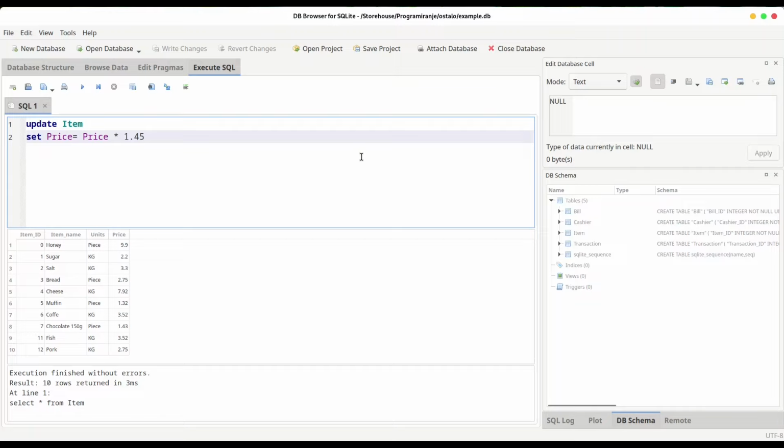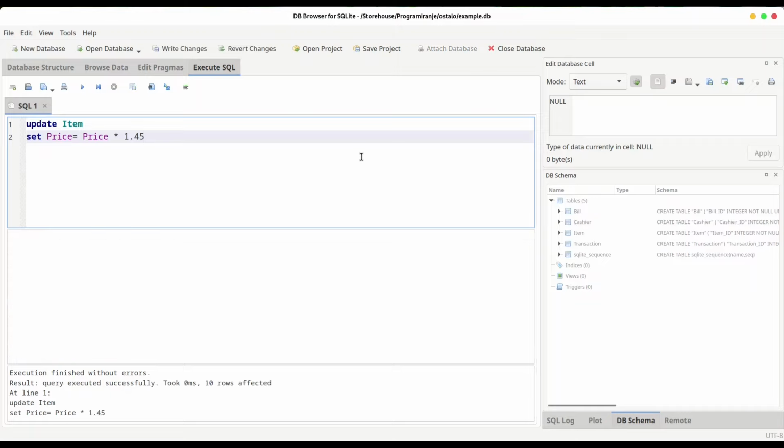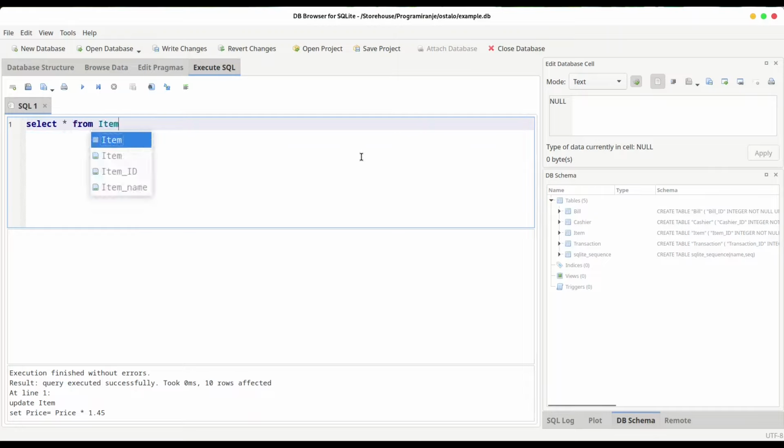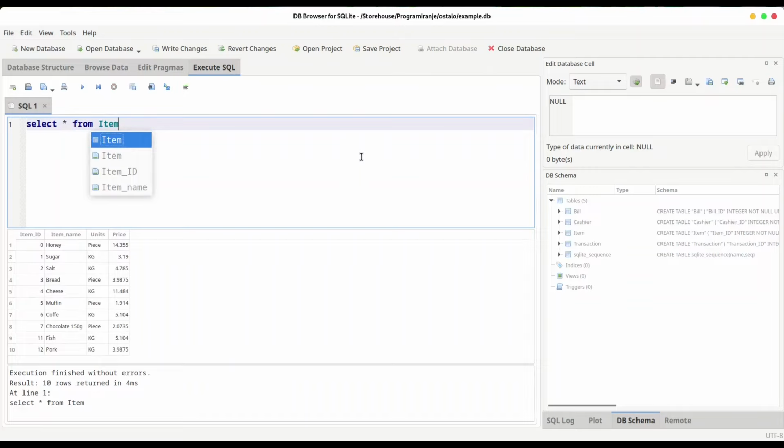And intentionally I don't want to provide the where keyword in this case, because I want this command to affect the entire table, and I'm going to execute this with F5. Let me check what we have. And as you see, every price has risen.